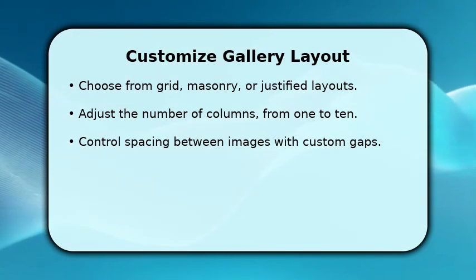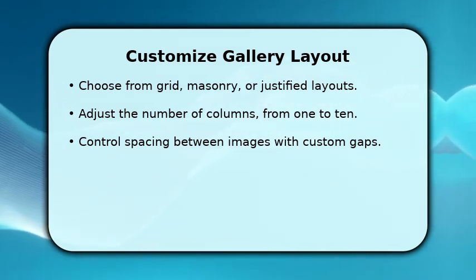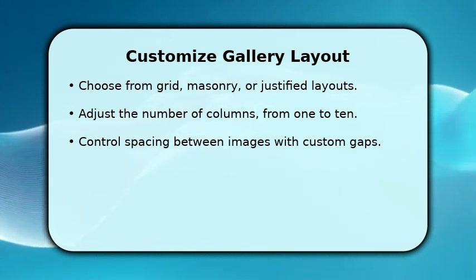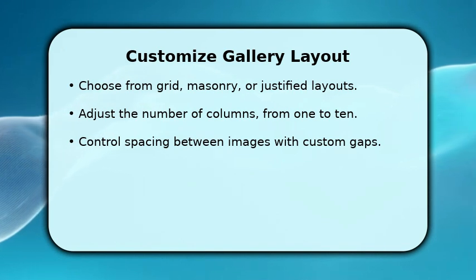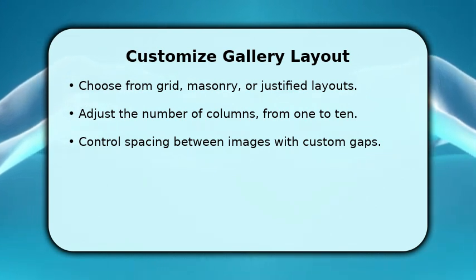Now, let's customize the look of your gallery. Elementor offers several layout options, including classic grid, dynamic masonry, or a sleek justified layout. You can easily set the number of columns for your images, ranging from a single column up to 10 columns, to fit your design. Also, fine-tune the visual appeal by adjusting the spacing between each image with custom pixel values.